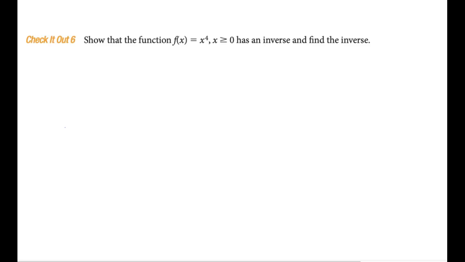Okay, this is our last check it out. I would like you to try this one. Show that the function f of x equals x to the fourth, where x is greater than or equal to 0, has an inverse, and find the inverse. So in the Edpuzzle, I want you to explain to me what you see on your graph in words, and tell me why it has an inverse. And then find the inverse and report that in the Edpuzzle as well.